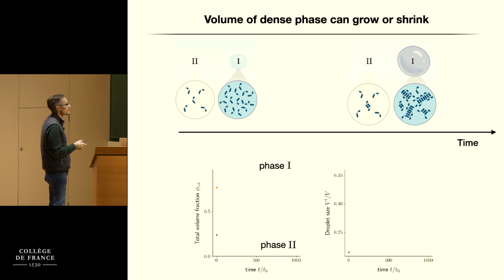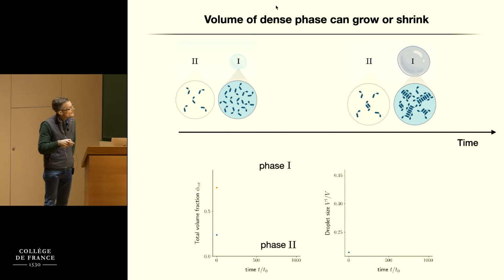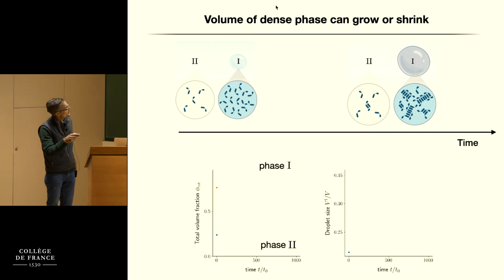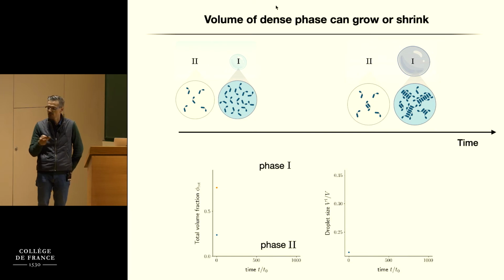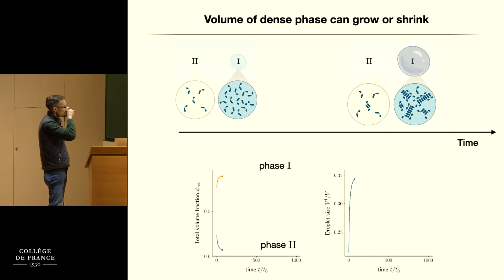I should maybe go back, otherwise I spoil my message. I can now show you the same kinetics again, but now I look at two different quantities. I look at the total volume fraction outside, and inside. But I also plot here the volume of the droplet, because as I told you, it could change in principle because we know more dilute. And indeed, this is what happens.